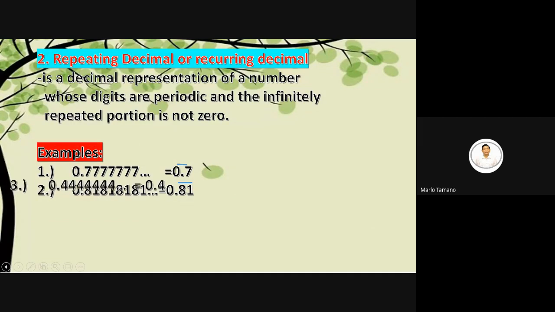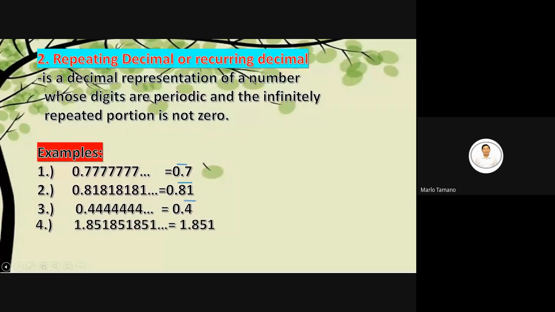Next, number 3, we have here 0.4444. Okay, ang repeating digit natin dyan ay 4. Pwede natin lagyan ng bar sa taas. Next, number 4, 1.85, 1.85. No? So, we have here 851, 851, 851. So, the repeating decimal or repeating numbers are 8, 5, and 1.